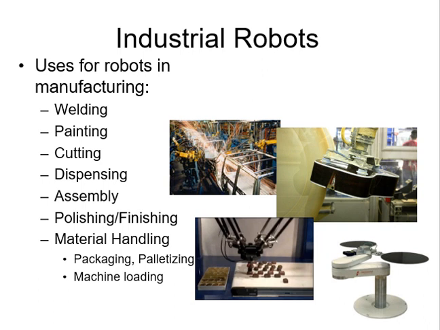In this we are going to see the uses of robots in manufacturing. Robots can be used in welding, painting, cutting, dispensing, assembly, finishing, material handling, packaging, and machine loading. A robot can do any kind of work in manufacturing, because it is designed for it, and robots can do a piece of work very clearly and give it a crystal finish.